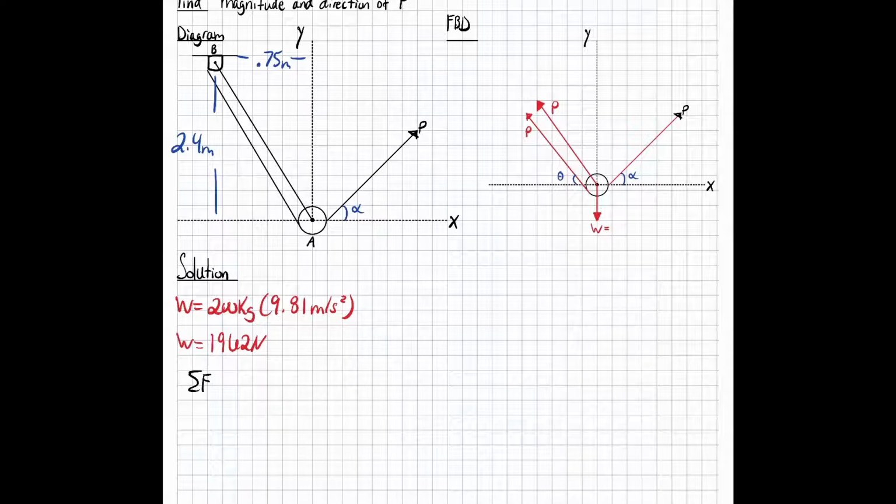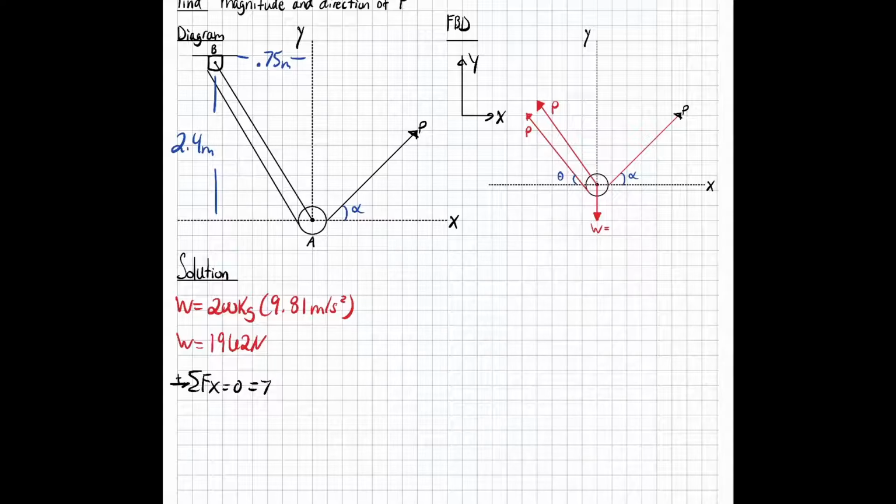Okay, so now let's go ahead and do our sum of forces in the x and y. So sum of forces in the x direction, all equal to 0. I'm going to say positive to the right. I'm going to put a coordinate plane right here just so we can quickly understand what we're doing.